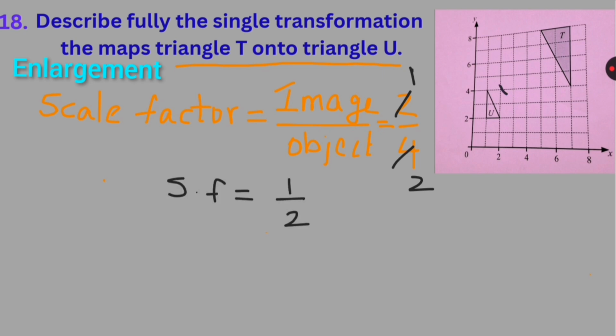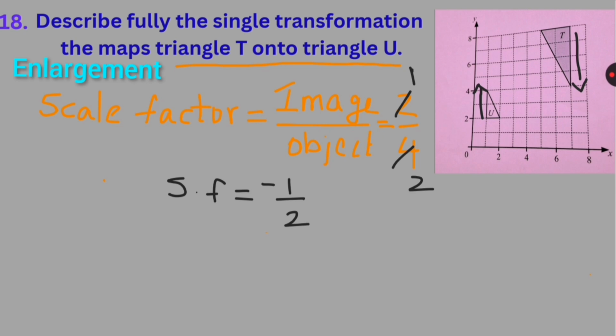Again observe the given triangles. The U triangle is showing upside and the T triangle is showing downside. That means the shape is flipped. So here you have to take the negative half. The scale factor is negative half.